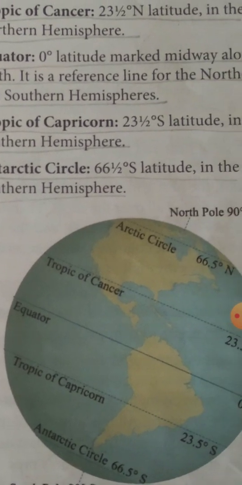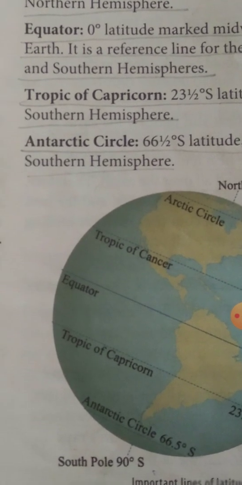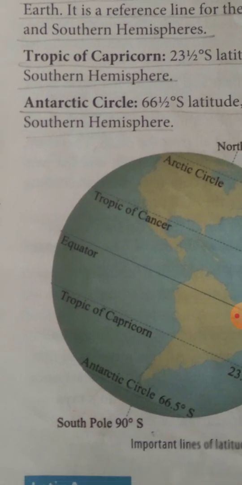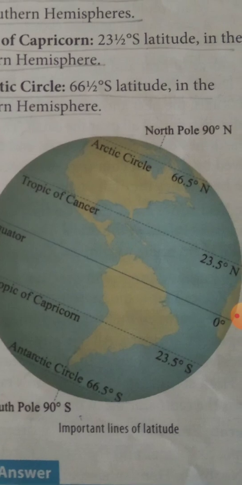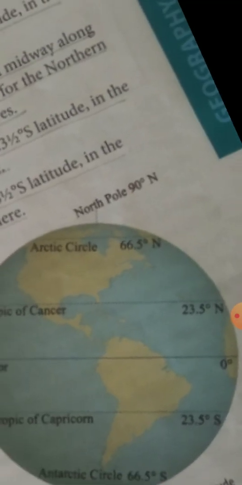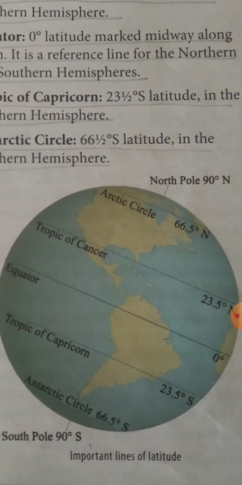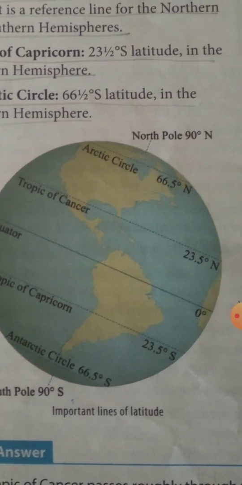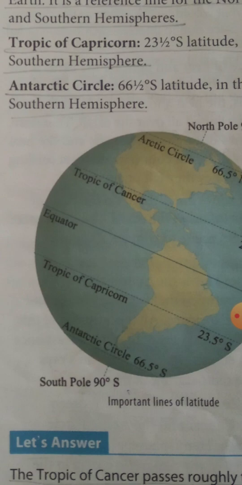Okay. The Antarctic Circle is 66.5 degrees south latitude. Latitude of Tropic of Capricorn is in the southern hemisphere. Look at the picture: the South Pole and the North Pole. Top of the page is the North Pole. So the North Pole is 90 degrees north and the South Pole is 90 degrees south.